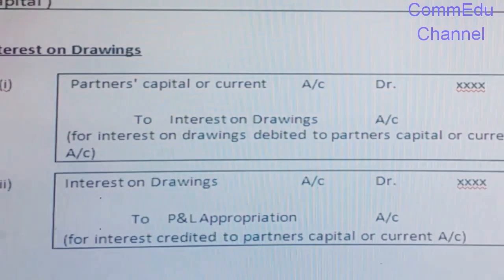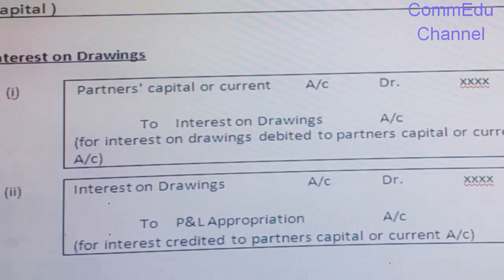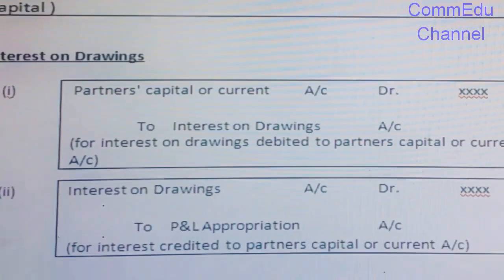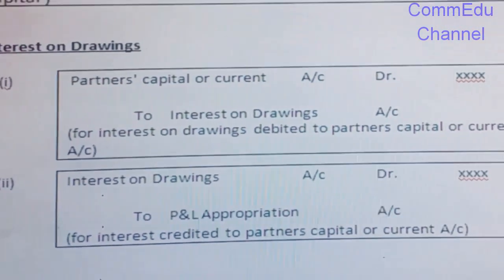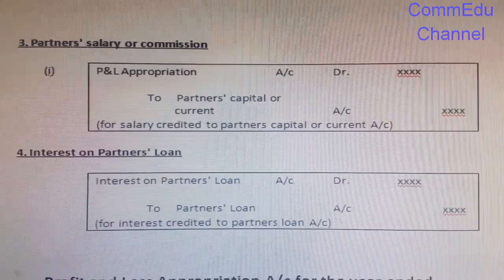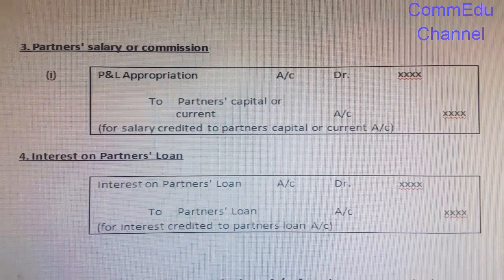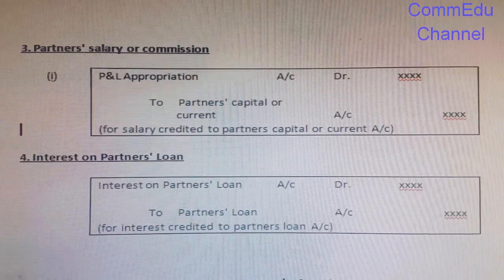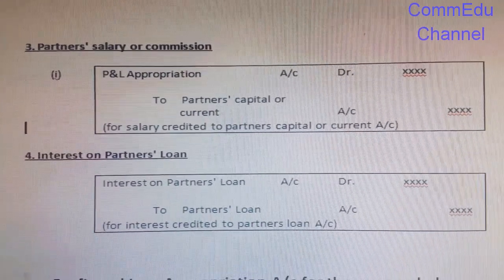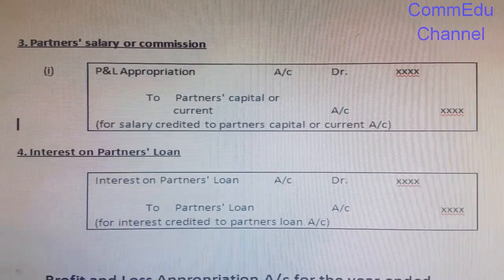At the end of the year, interest on drawings account is to be transferred to profit and loss appropriation account. For that, the journal entry is interest on drawings account debit to profit and loss appropriation account. The next transaction to be adjusted is partner's salary or commission. Salary to partners is charged to profit and loss appropriation account. So the journal entry is profit and loss appropriation account debit to partners capital or current account.